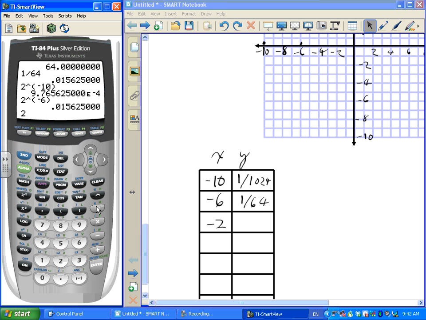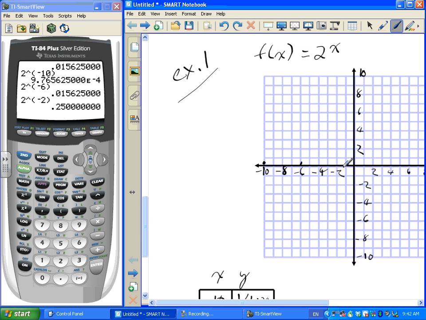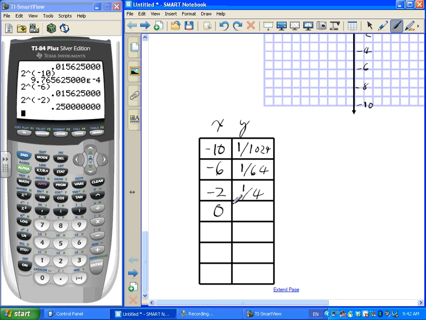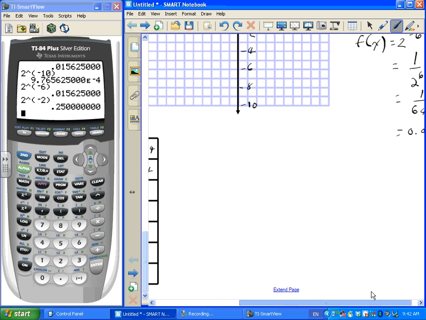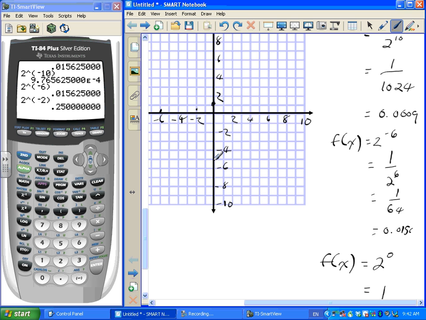2 to the power of negative 2, 0.25, which is what? Anyone know? 1 over 4 is a fraction. 0.25, we're going to say we're up here. Finally, when I get to x at 0, what do we know the answer is going to be? We know it's going to be 1. F at x is equal to 2 to the power of 0. Any exponent of 0 is 1. So on the y-axis, we're at 1 now.